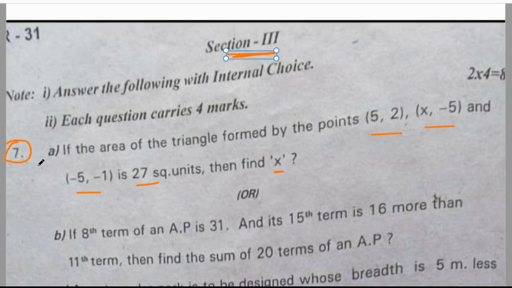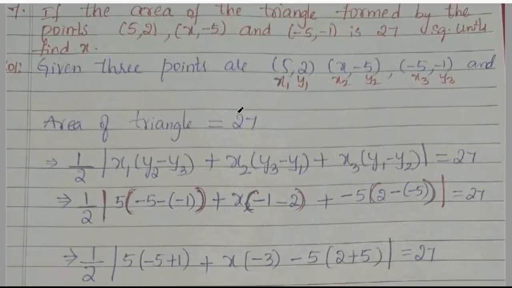Section 3, first, seventh question. If area of triangle formed by the points 5 minus 2, x minus 5 and minus 5 minus 1 is 27, find the value of x. To find the value of x, we have to use the formula 1 by 2 into x1, y2 minus y3 plus x2, y3 minus y1 plus x3, y1 minus y2. So we are equating this with 27 because area of triangle is clearly given as 27. So area of triangle formula 27 kabatti this formula we have to equate with 27.